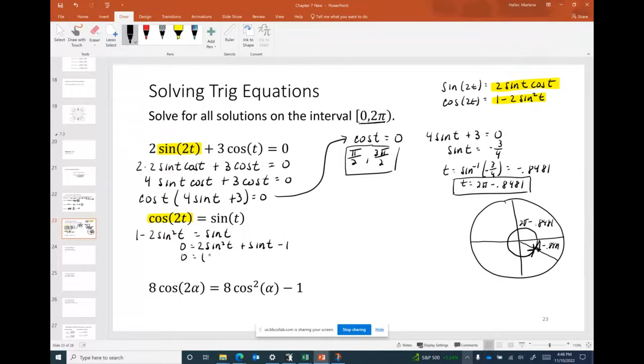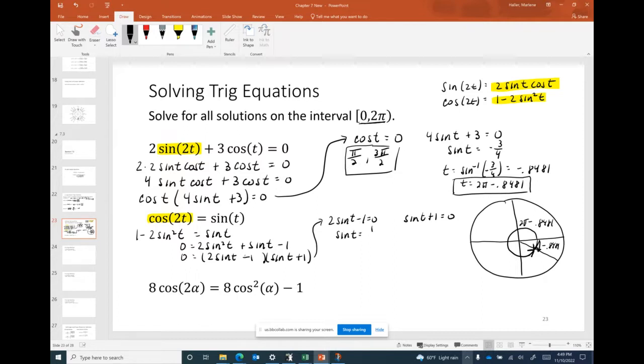And that'll factor into 2 sine t minus 1 times sine t plus 1. Is that right? Negative 1, we got negative sine of positive. Yeah. All right, so now I can use the zero product principle, right? We'll say 2 times the sine of t minus 1 equals 0, or the sine of t plus 1 equals 0. All right, solving the first equation, we'll add 1 and divide by 2.